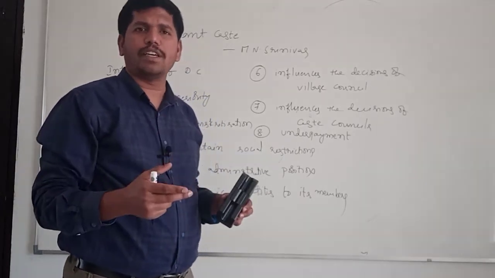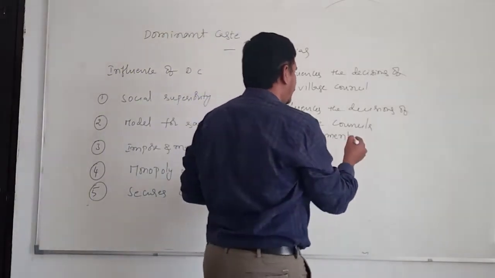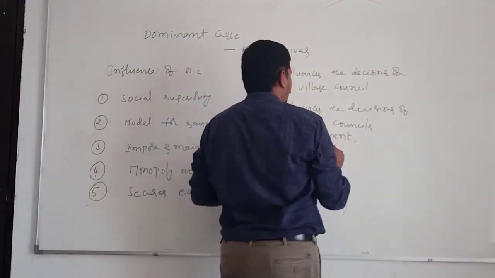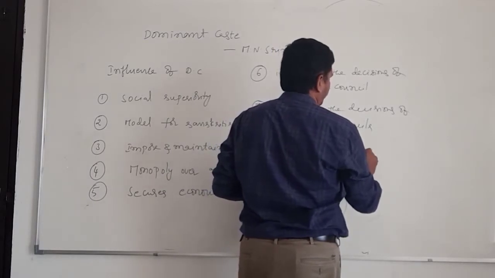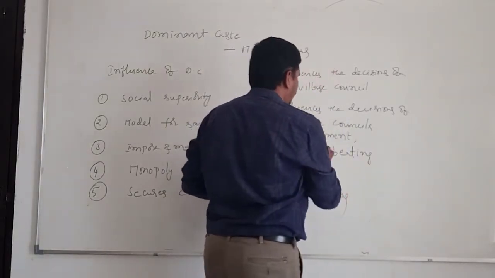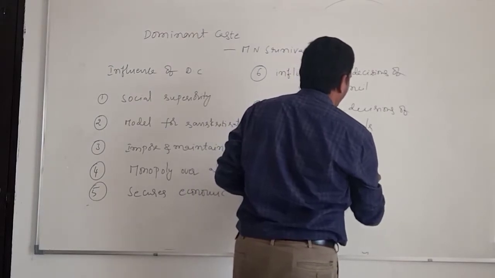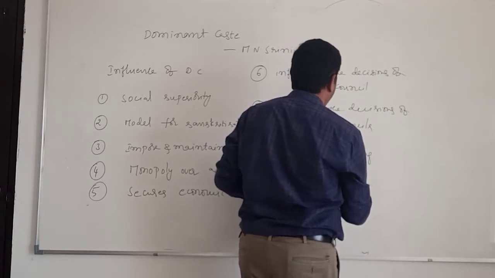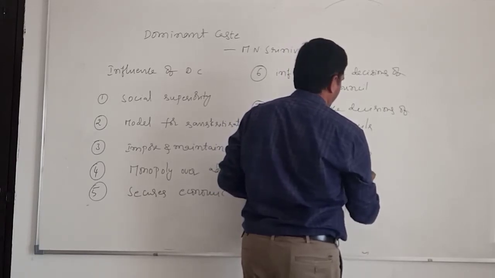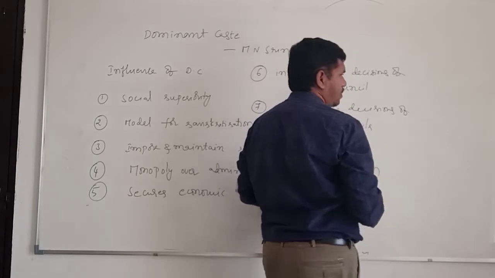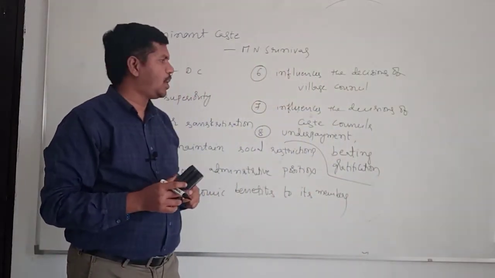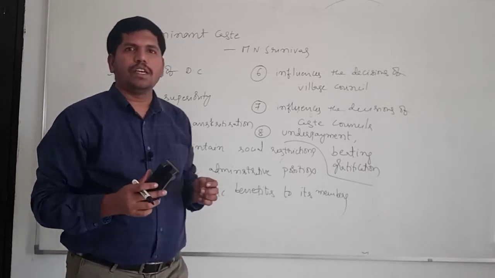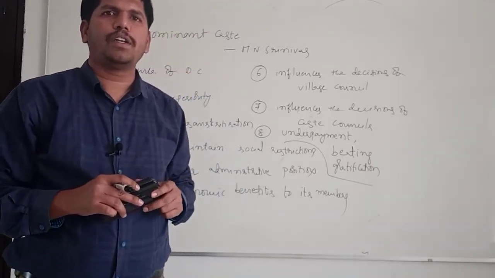If they raise their voice, those people may be beaten up. That's why dominant caste people underpay the people, they beat the people, and they used to gratify their sexual desires with the women of lower caste. This is the influence of dominant caste.